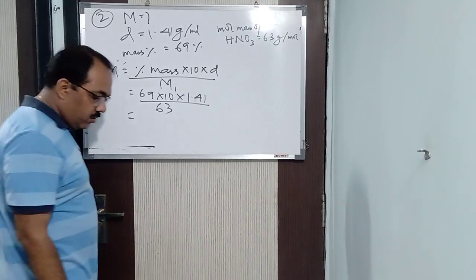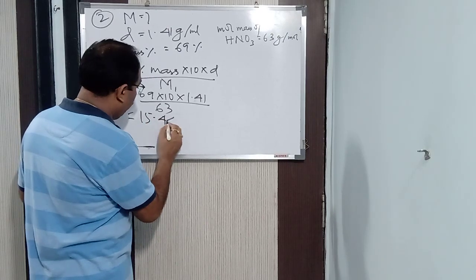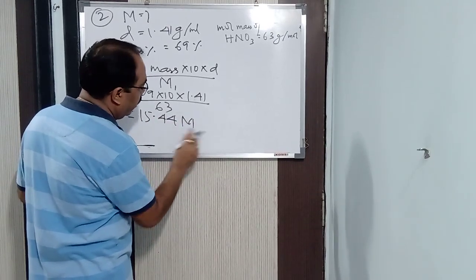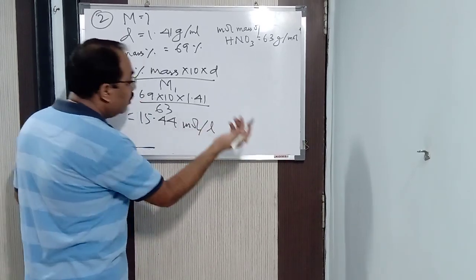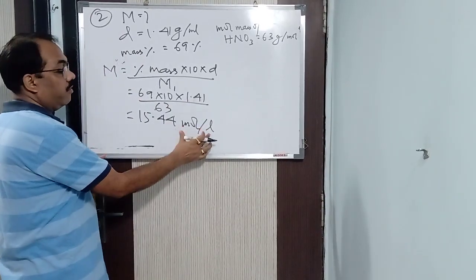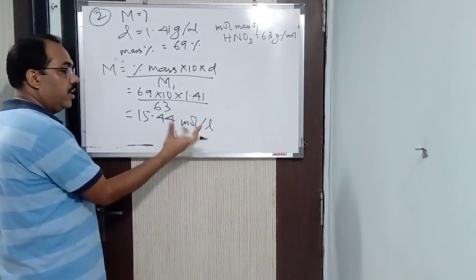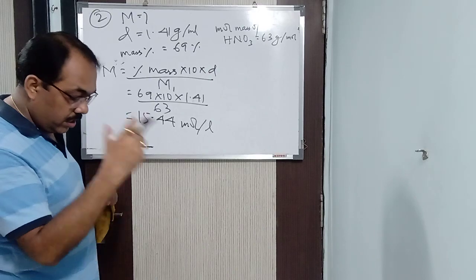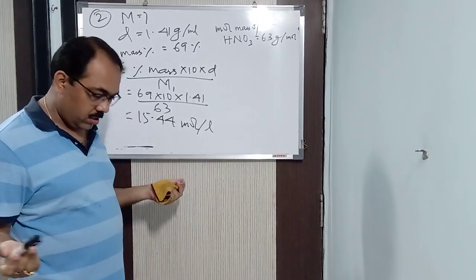Now when you put the value you will find it to be 15.44 molar. Or you can write, as the question asks, moles per liter. Or you can write capital M, that also will do. You know that the unit moles per liter and capital M are the same. In this way you can calculate the molarity. Got the question? So easy it is.